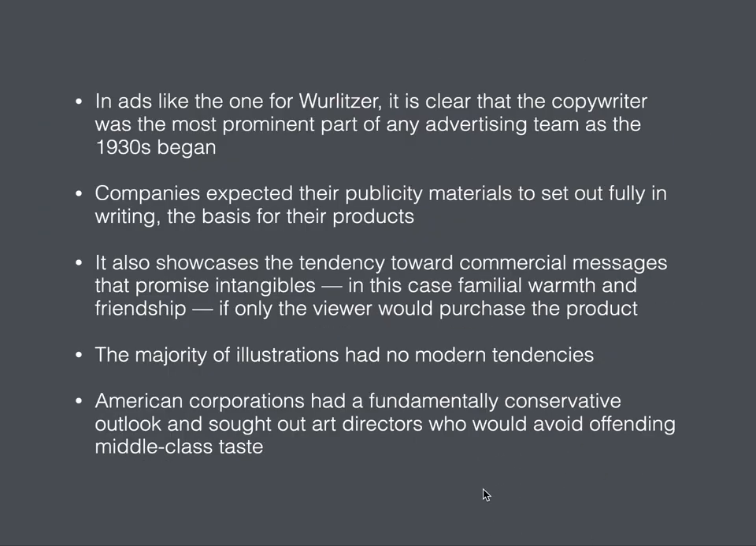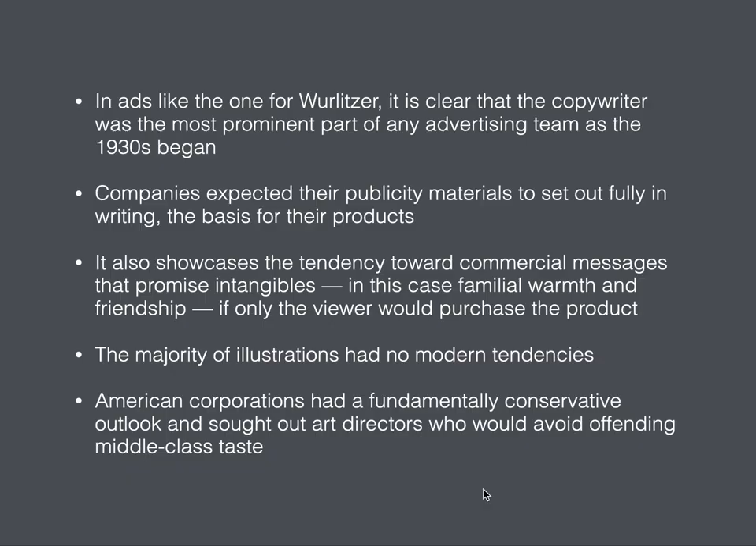In ads like the one for Wurlitzer, it's clear that the copywriter was the most prominent part of any advertising team. If you watched Mad Men when it was on Netflix, it's a really cool show about the advertising world in the 50s and 60s. The art directors kind of were behind the scenes, and it was the copywriters and the creative directors that would meet with the clients and stuff.